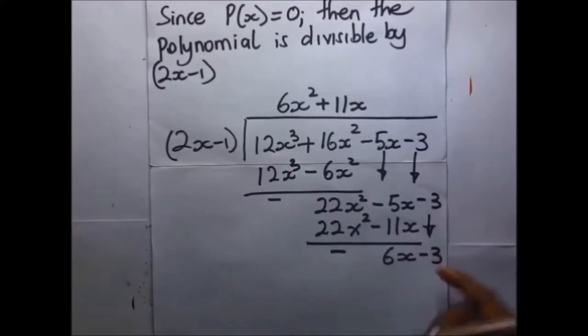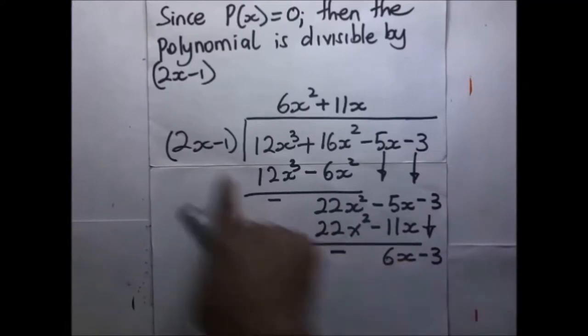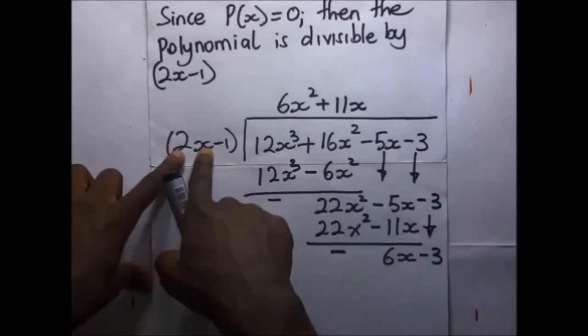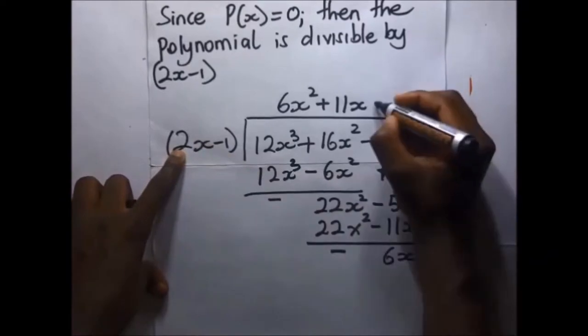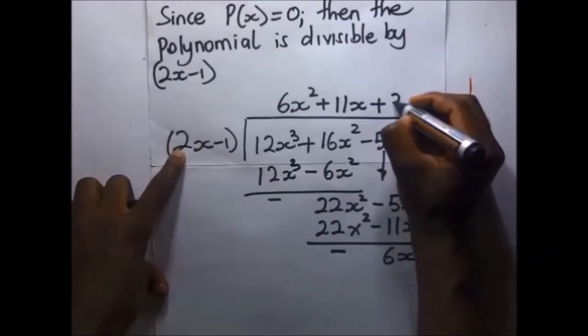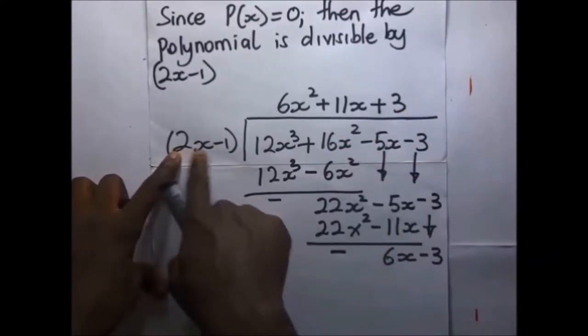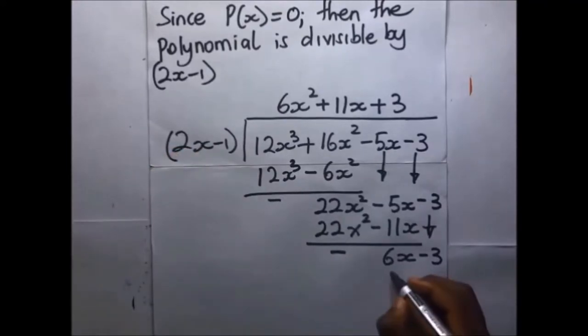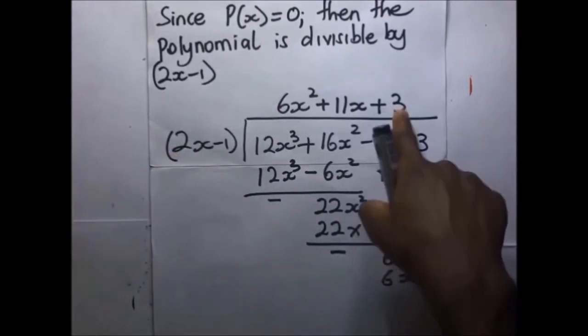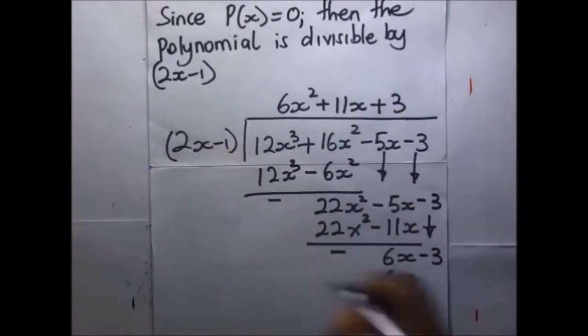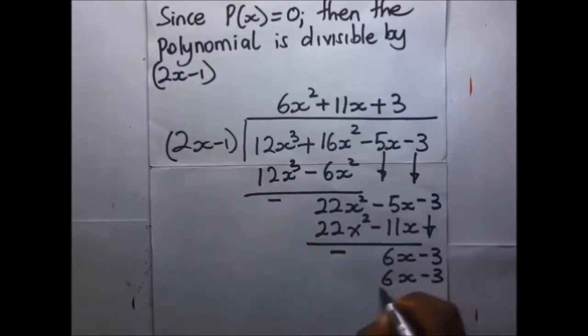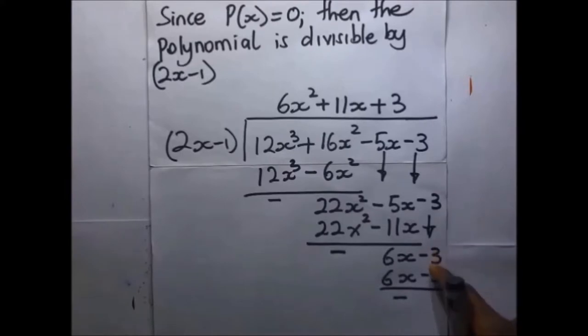So 6x divided by 2x will end up with 3. So here we add, it's plus 3. Now 3 times 2x is going to give us 6x. Then also 3 times negative 1 is going to give us negative 3. When we subtract, we get nothing. Negative 3 minus negative 3, we get nothing.